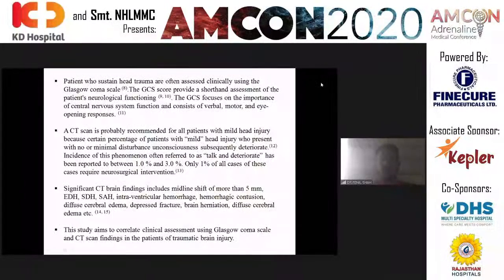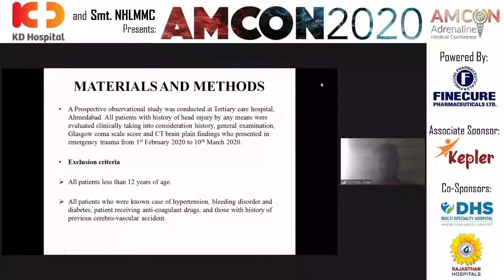Significant CT scan findings include midline shift of more than 5 mm, EDH, SDH, SAH, intraventricular hemorrhage, hemorrhagic contusion, diffuse cerebral edema, depressed fracture, brain herniation, and etc. This study aims to correlate clinical assessment using Glasgow Coma Scale and CT scan finding in patients of traumatic brain injury. Next, method and materials.